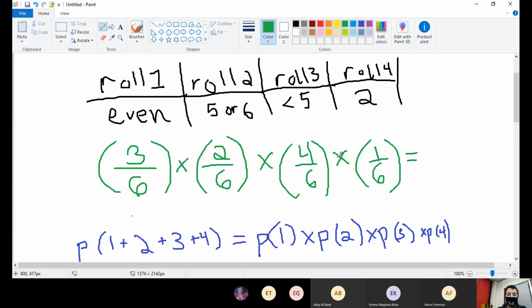I'm just going to multiply these all together to get 24 over 36 squared. I gotta calculate what 36 squared is. I'm guessing 256, but I gotta double check. Oh, no, that's way off. 1,296.